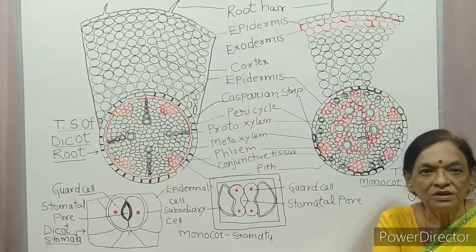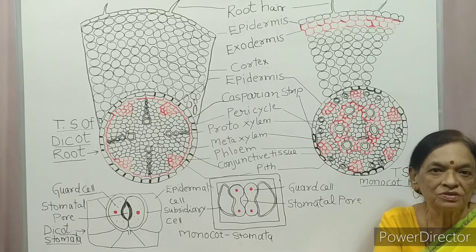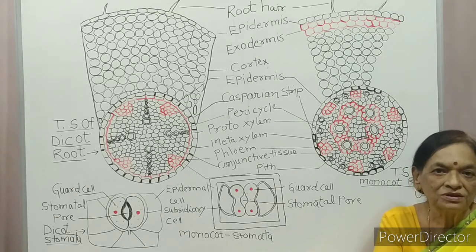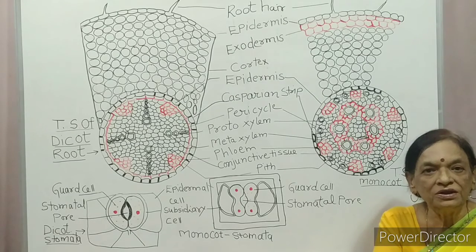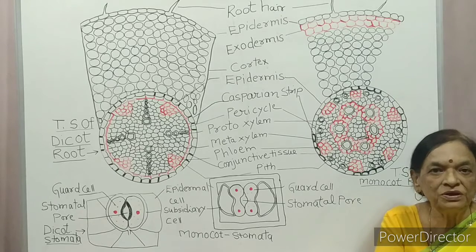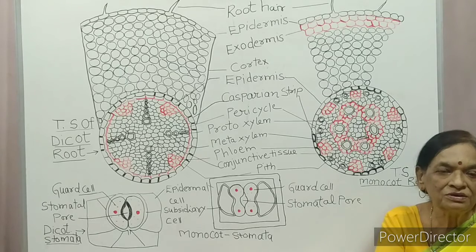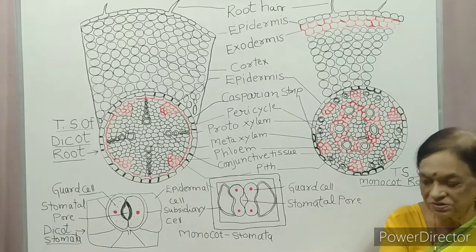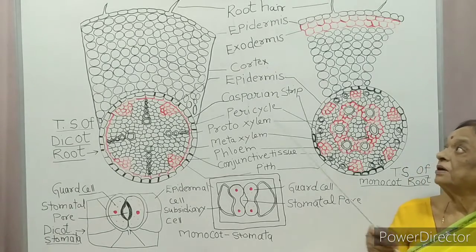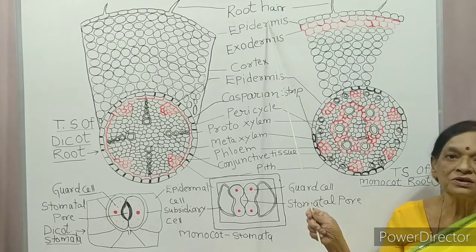Dear students, last time you have studied plant tissue system. Now you will study the tissue system of different organs of the plant. Plant tissue system is divided into three parts: epidermal tissue system, ground tissue system, and vascular tissue system. Epidermal tissue system. Epi means upper and dermis means layer.